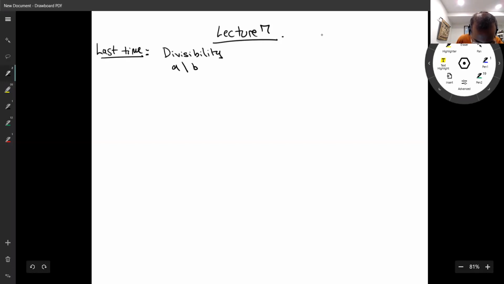So it's lecture 7. And we're going to do more number theory today. But roughly, let me just review what we did last time, or at least mention what the main topics are that we'll need to use. So last time we talked about divisibility. So what it means for integer a to divide integer b, and some of the properties that that notion has.